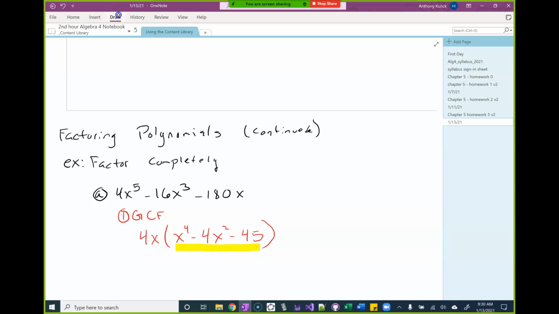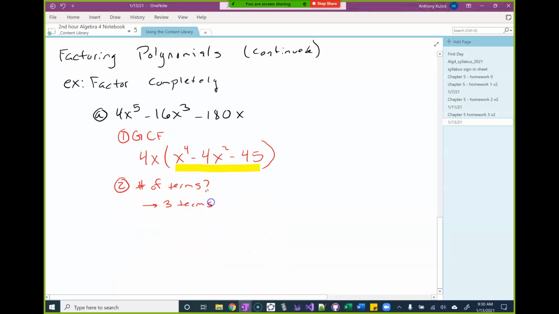So after we take out the greatest common factor, the next thing we look for, or what we next ask, is what the number of terms is. 3 terms. Good. Right? Because we have 3 things that are either added or subtracted together.